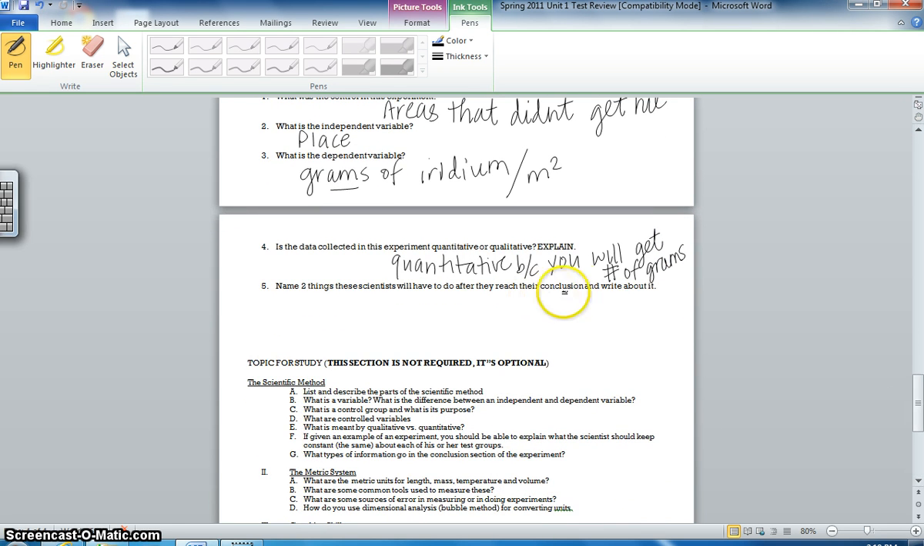Okay, so after you reach your conclusion, you're going to repeat the experiment. You're going to make sure you do peer review. And then at that point, you can publish results.